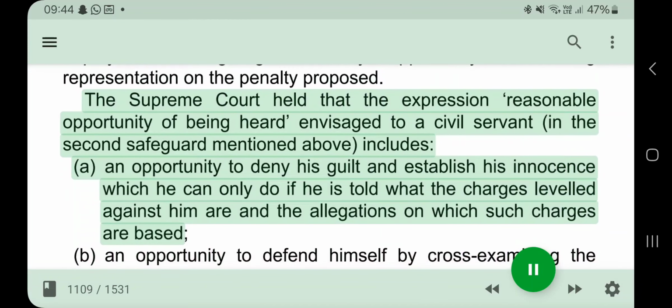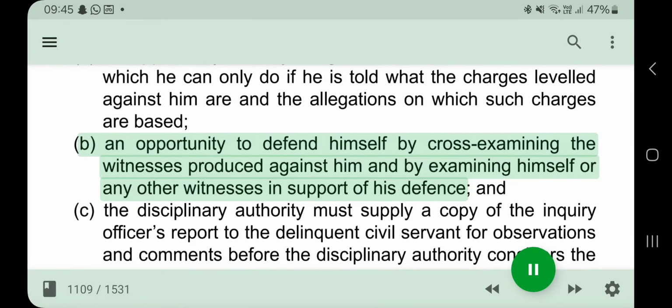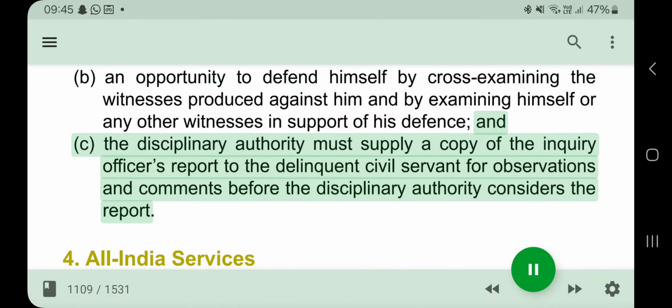The Supreme Court held that the expression 'reasonable opportunity of being heard', envisaged to a civil servant in the second safeguard mentioned above, includes: A. An opportunity to deny his guilt and establish his innocence, which he can only do if he is told what the charges levelled against him are and the allegations on which such charges are based. B. An opportunity to defend himself by cross-examining the witnesses produced against him and by examining himself or any other witnesses in support of his defense. And C. The disciplinary authority must supply a copy of the inquiry officer's report to the delinquent civil servant for observations and comments before the disciplinary authority considers the report.